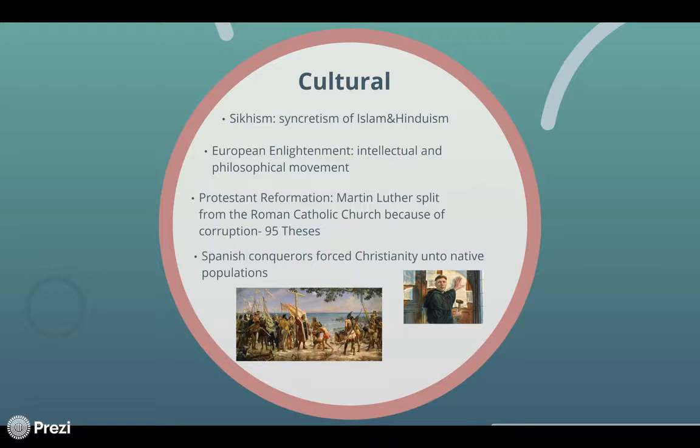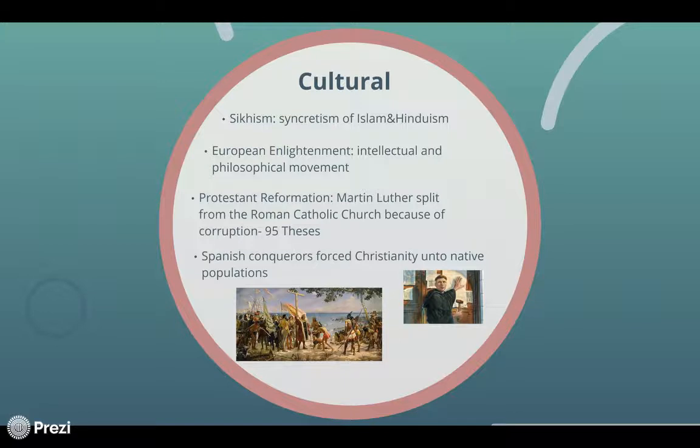Okay, cultural. Sikhism is a new religion in this time that is a blending of Islam and Hinduism. It's still a major religion today. The European Enlightenment occurred, an intellectual and philosophical movement where Europeans were enlightened, which is a good word for it. It was a whole period of thinking and philosophy and stuff like that.